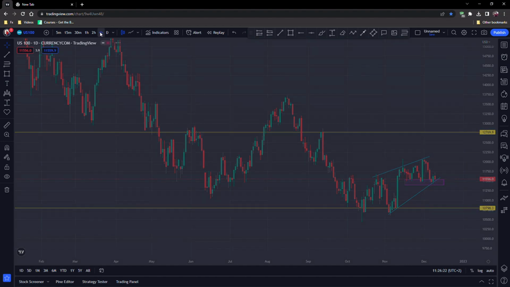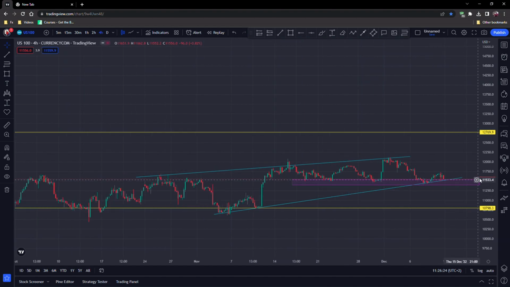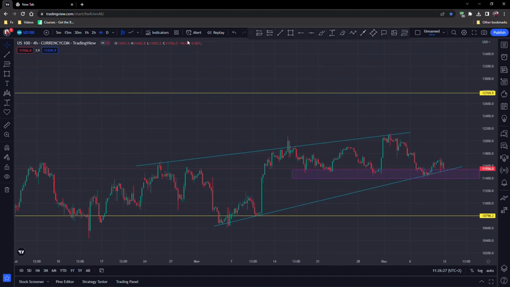If we go on the 4-hourly time frame, we can see we did have this downward trend line, where the market did break and close above it, came back for a retest, but closed below it again. So if the market does come back and close for that retest, we'll be looking to take sell entries. If it does close below this area and gives us a retest, we'll be looking to take those sell entries.